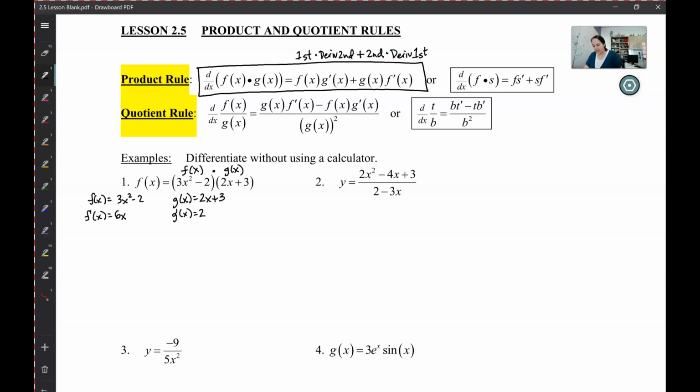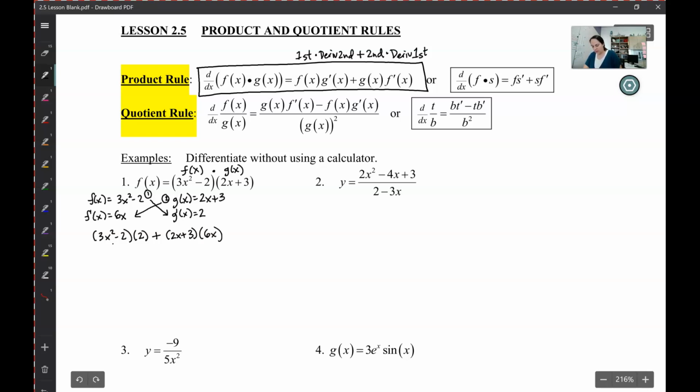Now, what this is saying, the first times the derivative of the second, plus the second times the derivative of the first. So another way you could think of it is start over here at f of x and go across. So you're going to take f of x times g prime of x, plus, now I'm going to start over here at g of x and go across. So plus g of x times f prime of x.